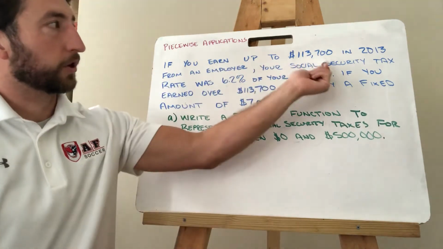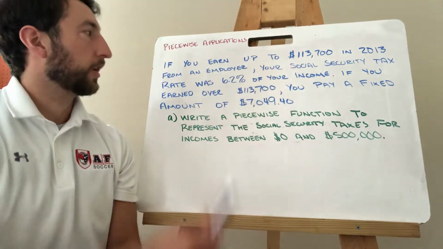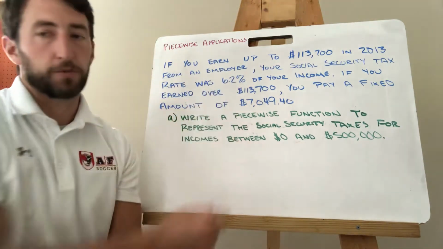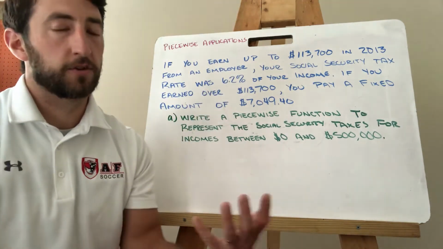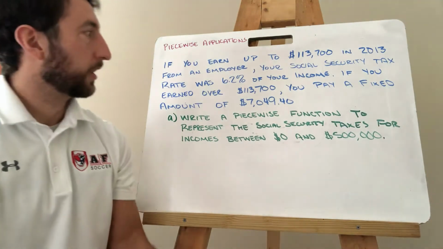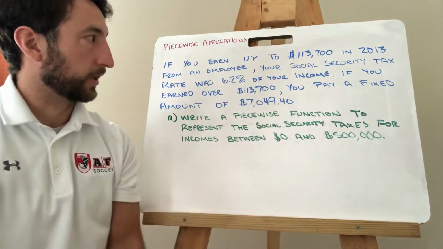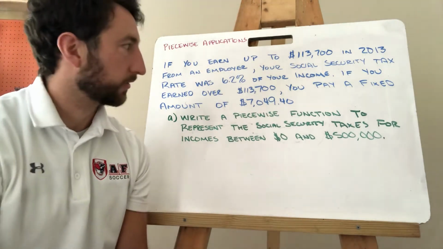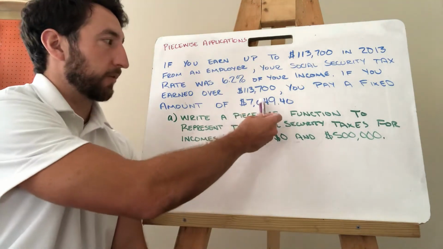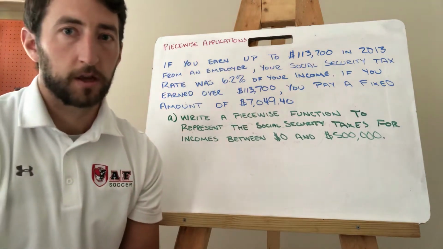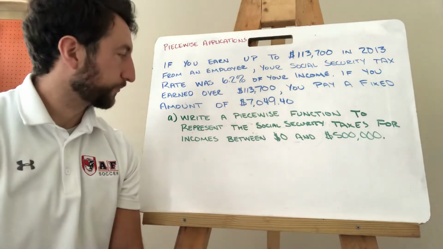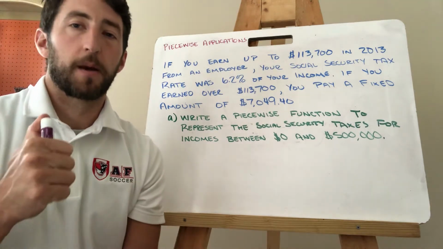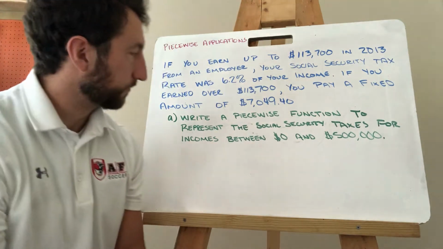If you earn up to $113,700, you're going to be taxed at a rate of 6.2%. That's what you're going to donate into the Social Security system in the year 2013. If you make over $113,700, you're going to pay a flat rate of $7,049.40. So what we want to do first is write a piecewise function that matches that.